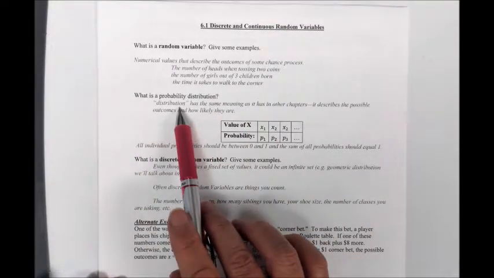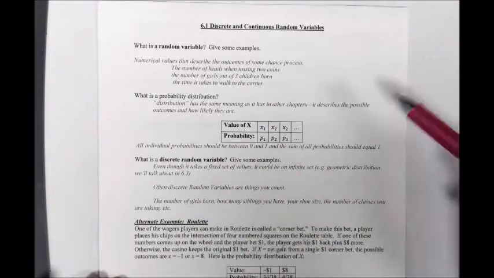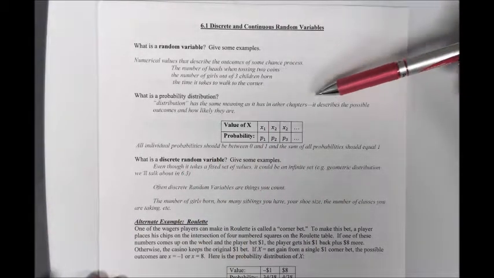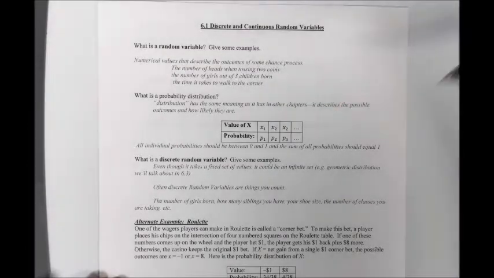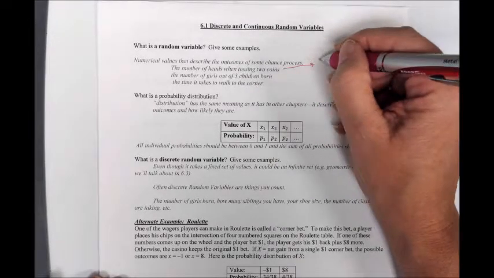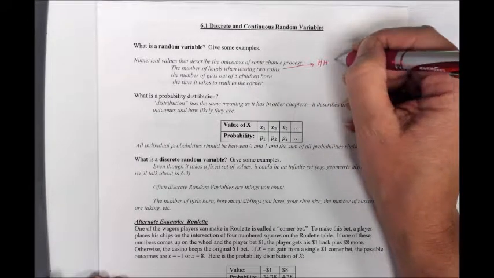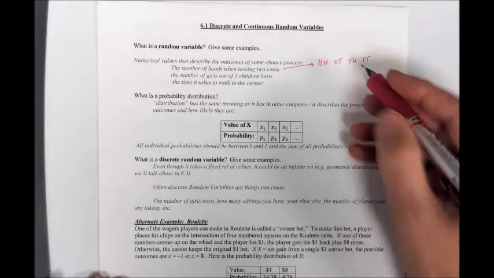So what is a probability distribution? We've seen these before in our probability tables. It's the same as it was in the other chapters. It describes the possible outcomes and how likely they are. So for example, tossing the coin, our outcomes are heads-heads, heads-tails, tails-heads, tails-tails. So my probability distribution would be that.